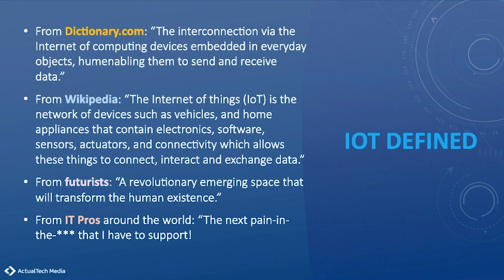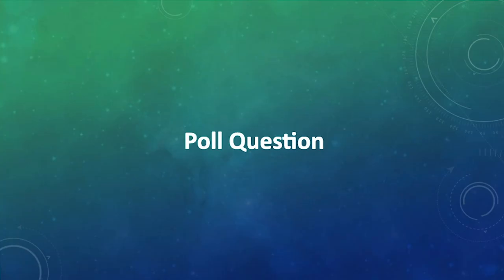If you look at dictionary.com, it's the interconnection via the Internet of computing devices embedded in everyday objects, enabling them to send and receive data. From Wikipedia, a similar definition. We talk about vehicles, home appliances, software, sensors, actuators, and other things. From Futurists, it's going to change the world. And from IT pros, it's the next thing I just have to support. So everybody has a different perspective on what the Internet of Things means, and it's important to understand those different perspectives when you're looking at your own company's Internet of Things strategy.